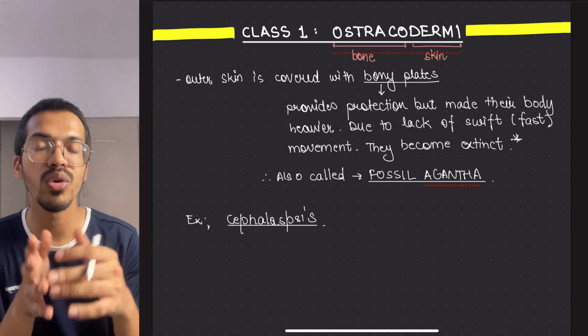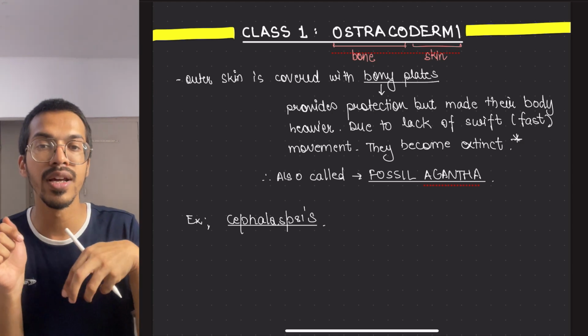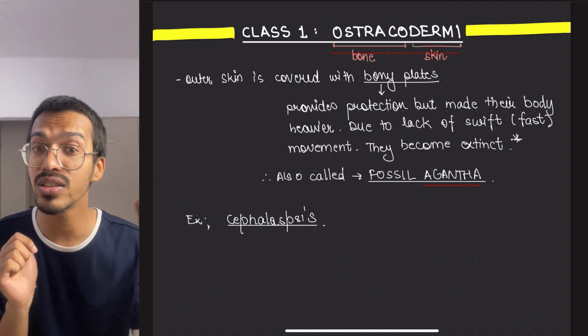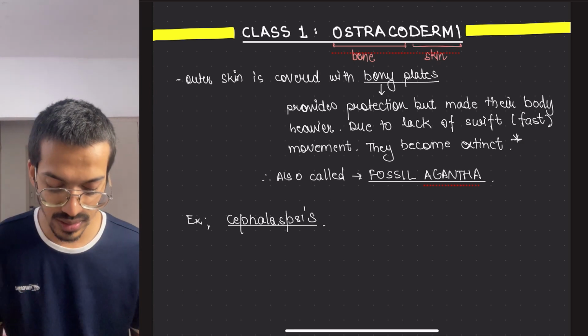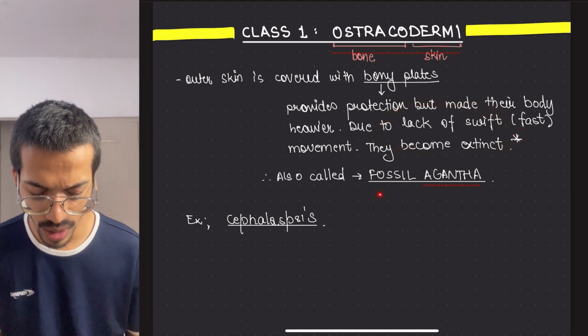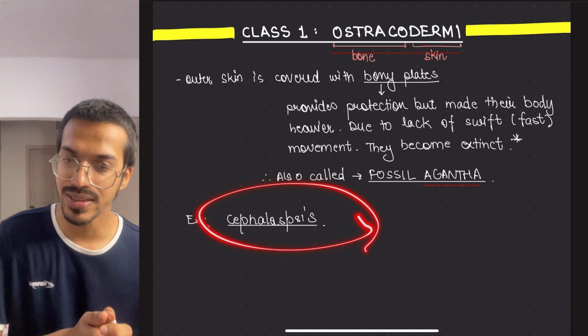Okay, so even when you run to escape someone, what do you do? You keep changing direction fast, so that the person running behind can't catch you, right? They are not able to do that, so they become what? Extinct, also called fossil agnatha. Example is Cephalaspis, right?